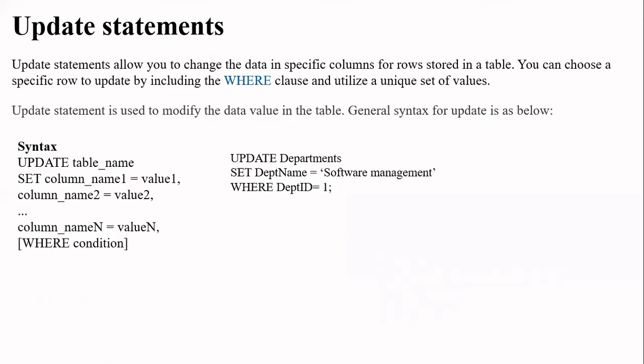After selecting the data, if you want to change the record of the table, we use the update statement. So what is the purpose of the update statement? The update statement allows you to change the data in the specific column for rows stored in a table. So you can apply it again with a where condition. It is basically used to modify the data values in the table.